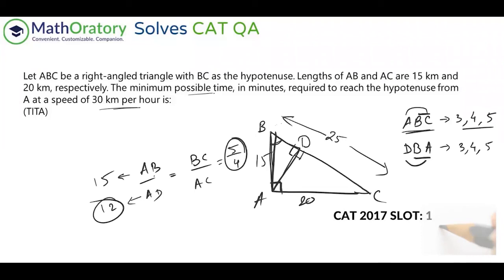Once you know AD, you get the answer. The question is how many minutes it will take. You're traveling a distance of 12 kilometers at a speed of 30 kilometers per hour. So that will take 12 by 30 hours. In minutes, simply multiply by 60, so you get double of 12, that is 24 minutes. That is the answer for this question. You just had to type in 24 because the question is already asking for minutes. I hope that was understood.